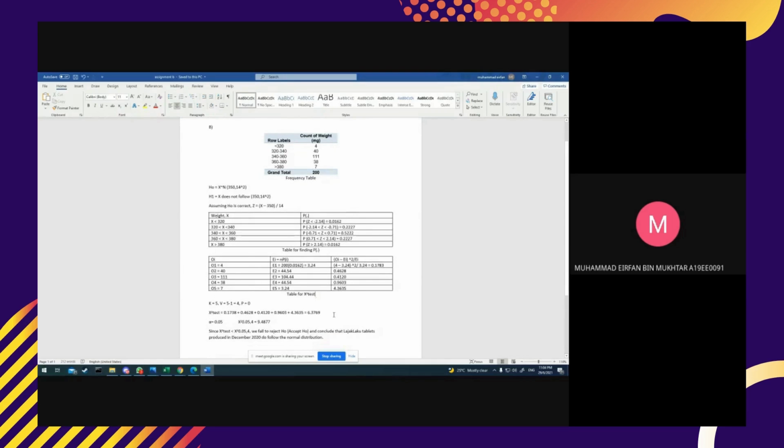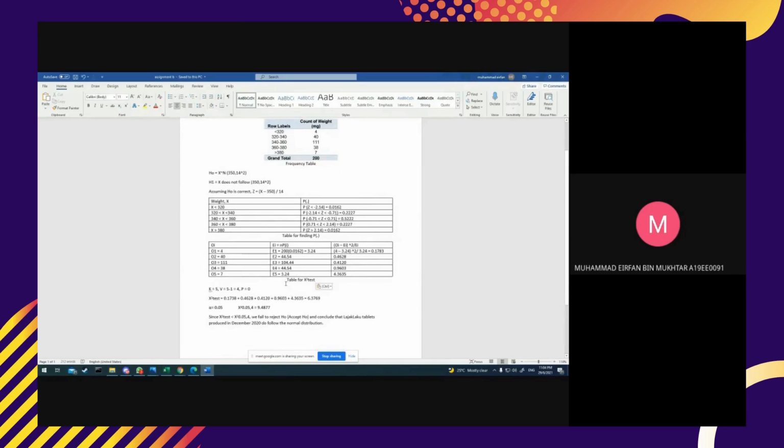After that, we say that K is equal to 5, which means V equals 4. Since there is no additional variable, we say that P equals 0. So chi-square test equals all this total up, we get 6.3769. And alpha that we use is 0.05.